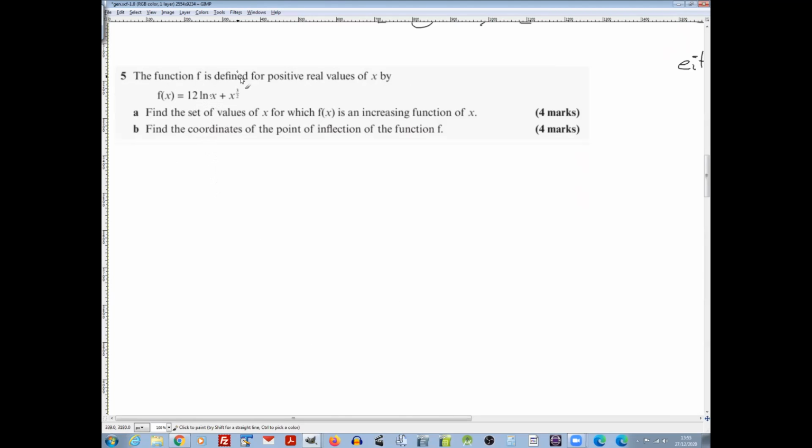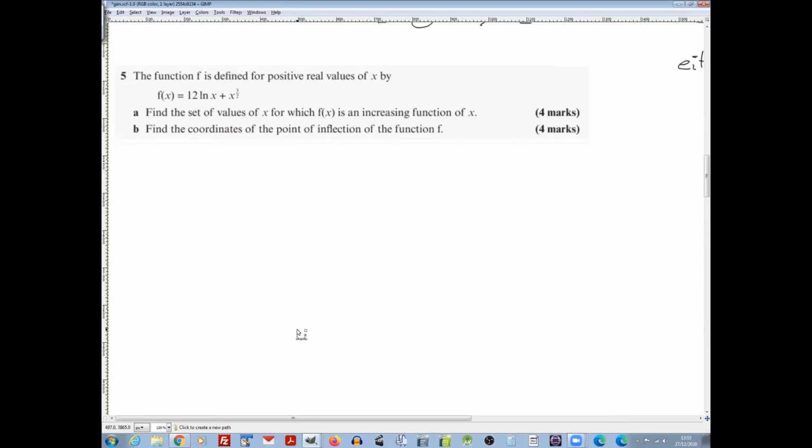So that explains why it's only defined for positive real values, because as you may or may not be aware, the graph of log looks roughly like that. If that's the y-axis, the graph of log never reaches the y-axis. I won't bother drawing it.